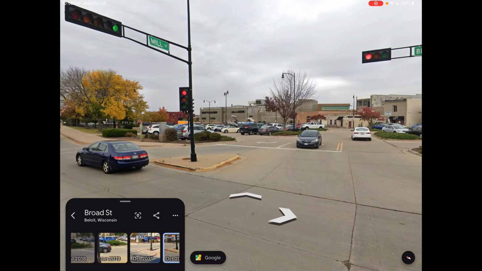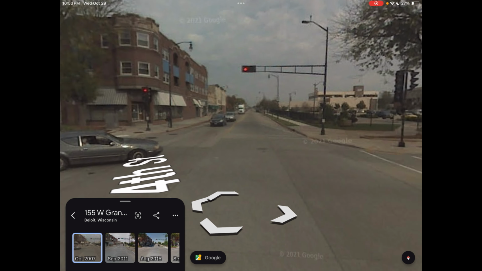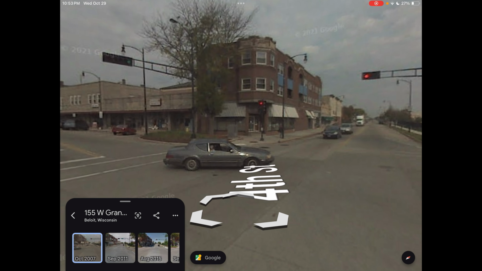37, 38. Okay, I'm sorry. What y'all know about All About the Benjamins? All right, anyways.